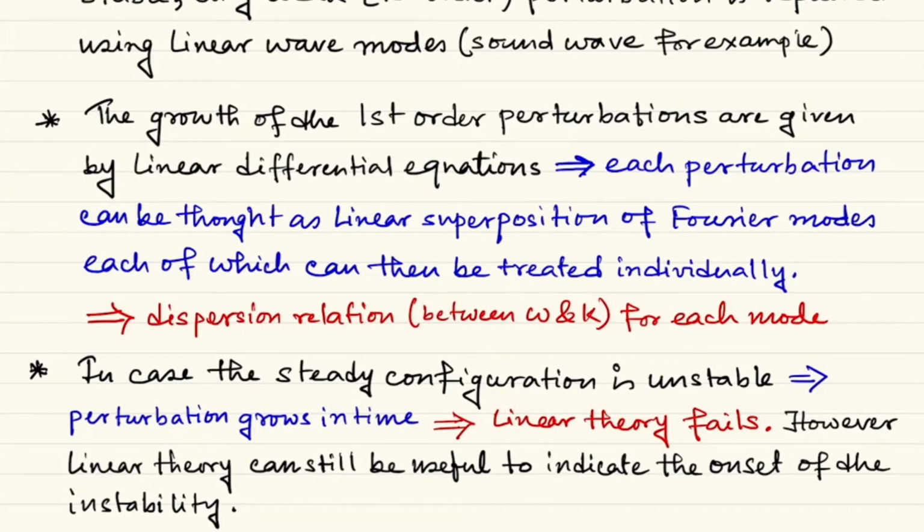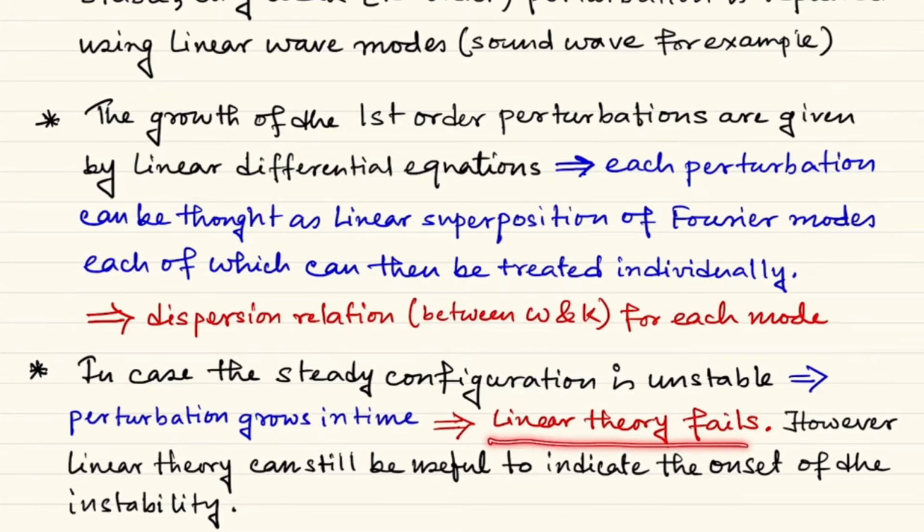Now, in the case of a sound wave, we just directly showed that there is a wave mode. But in the case of a steady configuration, if the steady configuration is unstable, then what happens? Then the perturbation is no longer repaired by the fluid medium. Then it grows in time. The system supports aggravating the perturbation.